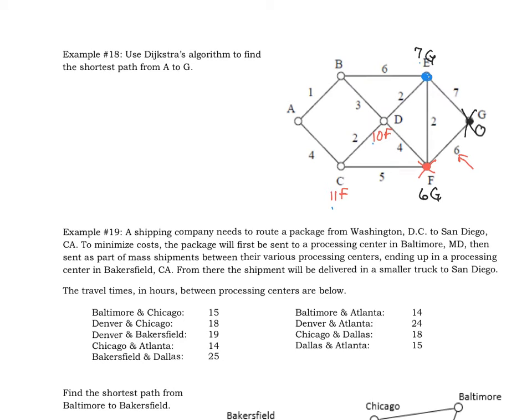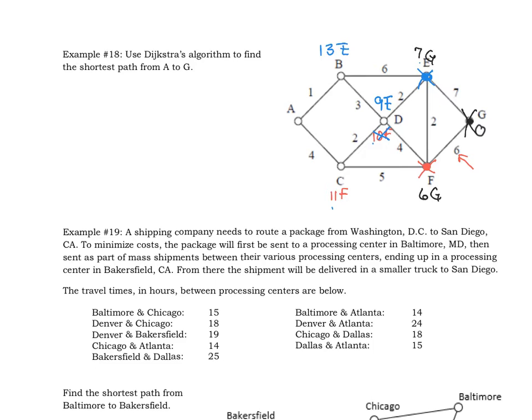So I'm not going to look at the distance from E to G, that's already been visited. I'm not going to look at the distance from E to F because F has already been visited. I'm only going to look at E to B and E to D. So 7 plus 6 is 13. I came from vertex E. And 7 plus 2 is 9. Now that is better than the 10 there. So I'm going to cross out the 10 and I'll put 9, and I came from vertex E. Okay, now that's all I can do from vertex E. I will now mark that as visited.